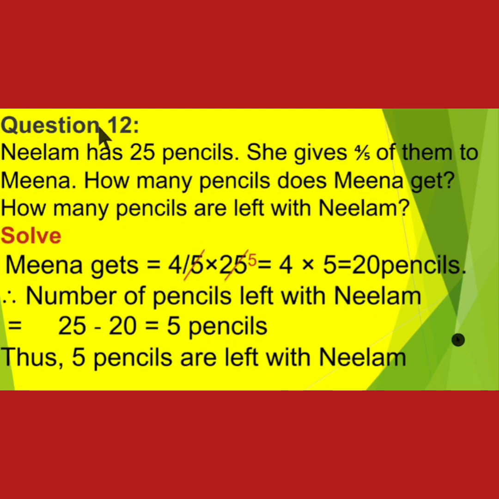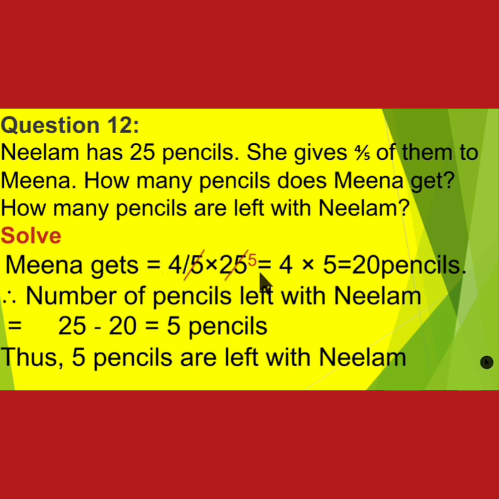Now question number 12. Neelam has 25 pencils. She gives 4 upon 5 of them to Meena. How many pencils does Meena get and how many pencils are left with Neelam? So Meena gets 4 upon 5 of 25, which means 4 upon 5 into 25. Then 5 times 1 is 5 and 5 times 5 is 25. The answer is 4 into 5, which means 20 pencils.